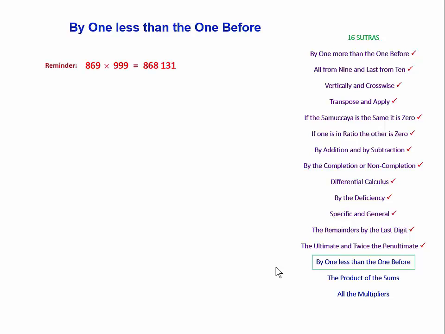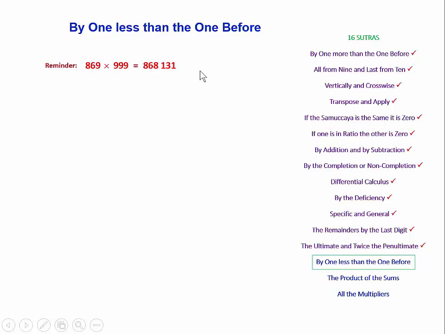Couple of reminders here. First of all, T2G shows a nice method for multiplying a number by a series of 9s. So for example, if you had 869 times 999, you reduce this number by 1. So you get 868. And then you apply the Nikhilam Sutra, all from 9 and the last from 10, to the 869, and put down 131. So that's the answer. Reduce this by 1 and apply the Nikhilam Sutra to that for the other half of the answer.